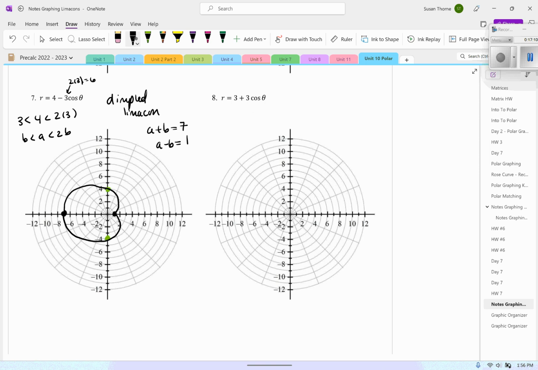All right, the next one we have is A value equal to B value, because it's 3 plus 3 cosine theta. So this is a cardioid. And so our maximum value, A plus B, is equal to 6, and A minus B equals 0. And it's cosine, so we're going to go in the direction of the polar axis to the right 6. And then our other intercepts would be plus or minus 3. And so then for our graph, again, a cardioid makes that kind of heart shape.